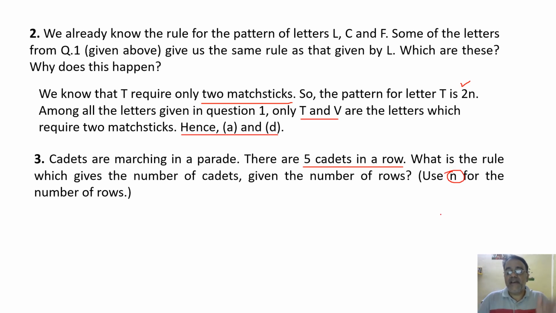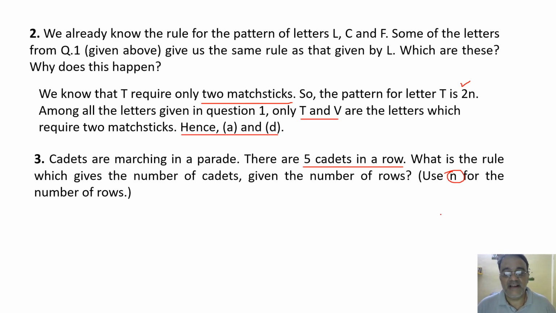ओके, अभी एक रो में 5 कैडेट्स हैं. ठीक है, एक रो में. अगर दो रो लेंगे तो कितने कैडेट्स होंगे? 10. 5 into 2. If 3 rows, 15. 5 into 3. So we can make a rule 5n.